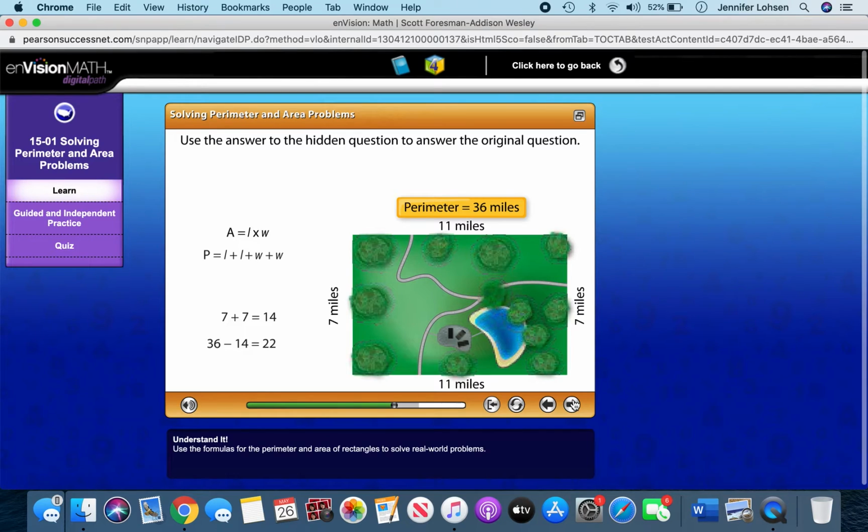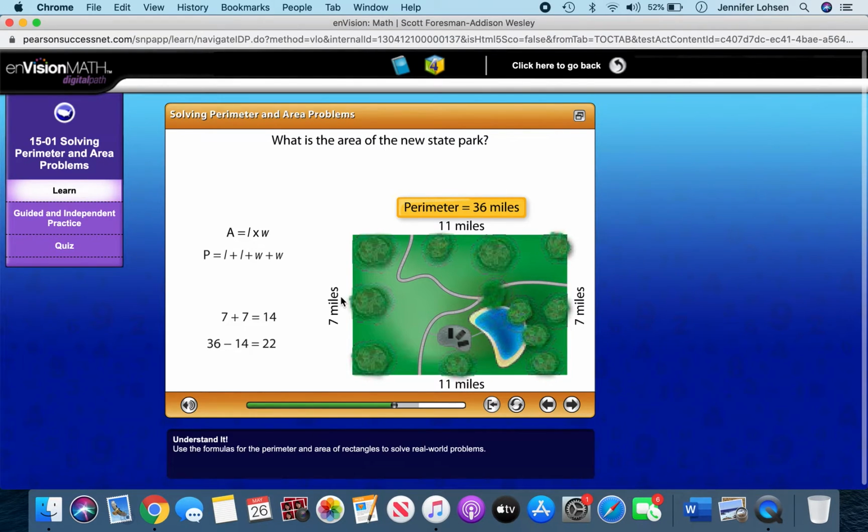Use the answer to the hidden question to answer the original question. What is the area of the new state park? Okay, so now we want to figure out what the area is. We remember that the formula for area is area equals length times width. Now that we did all of that back work to figure out the length, we know that the width is 7 and the length is 11. So we multiply 7 times 11, and 7 times 11 is 77.